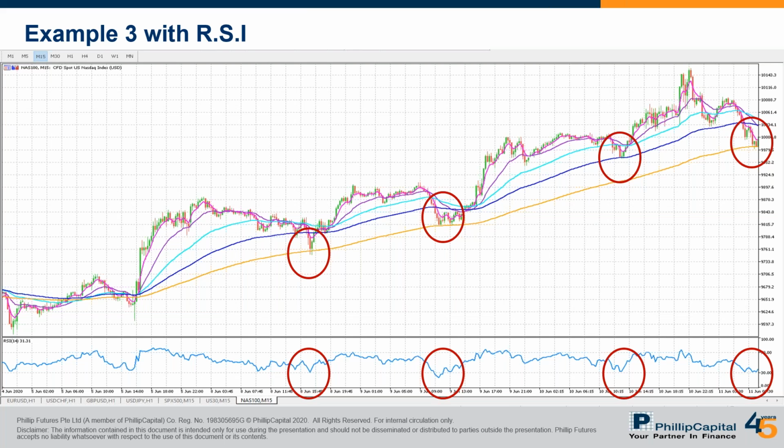So we'll wait for the price to hit the 200 EMA, and then we check the RSI again. If this time the RSI is below 30, then it's probably a good indication, and then we can start to buy when it hits the 200 EMA.